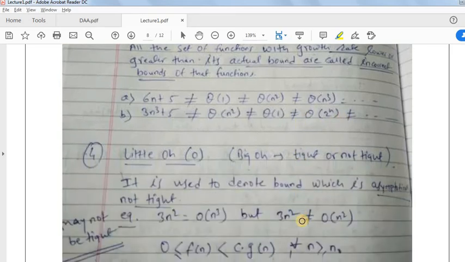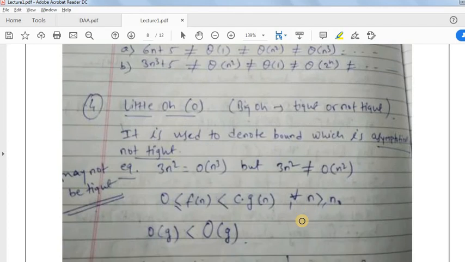The next sort of asymptotic notation is little o. Big O notation was giving us a tight bound or a bound which may not be tight, but little o notation is used to denote a bound which is asymptotically not tight. In case of big O notation, we had the equation 0 less than or equal to f of n less than or equal to c into g of n. So that equal to was contributing in giving us the tight bound. If we are interested in all those bounds which may not be tight, then this little o notation is used.